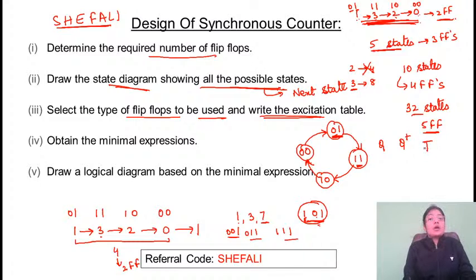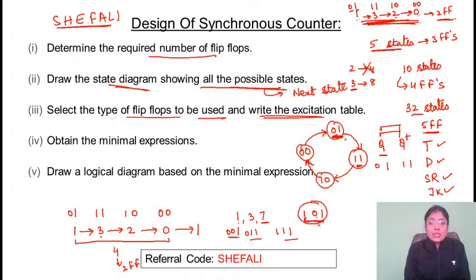If you have to construct the counter using T flip-flop, then what will you use? You will be using the excitation table of T flip-flop. If you have to construct the counter using D flip-flop, on the basis of these values, you will be using the excitation table of D. If it is using SR, use the excitation table of SR. If it is JK, use the excitation table of JK flip-flop. So we have to construct a table which will be representing the present state. For example, if the present state is 0 1, what will be the next state? That is 1 1.